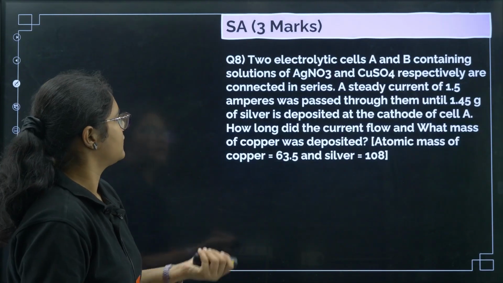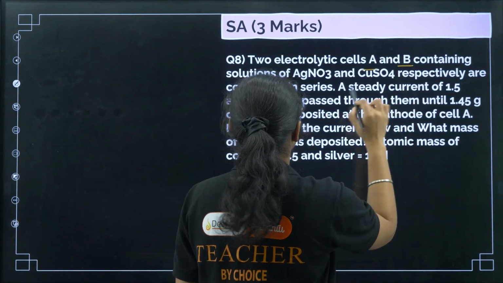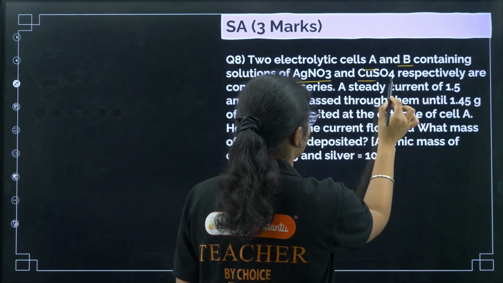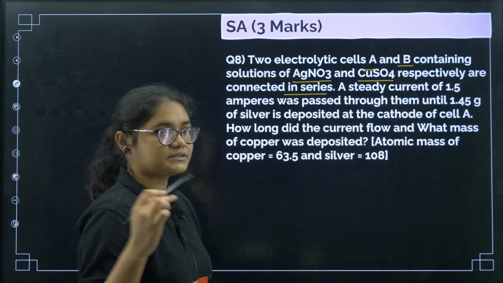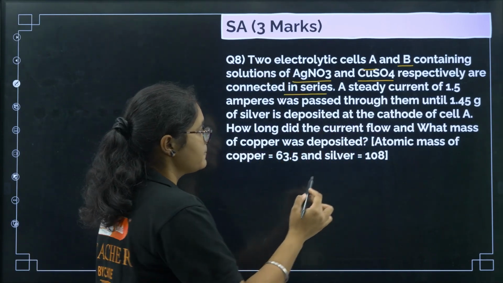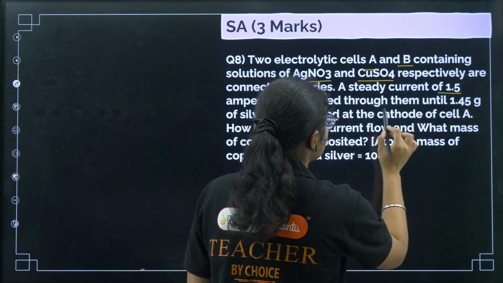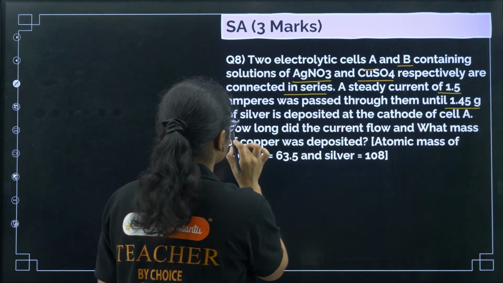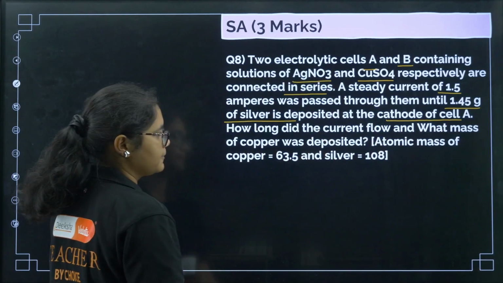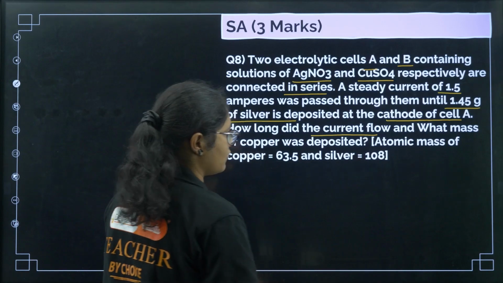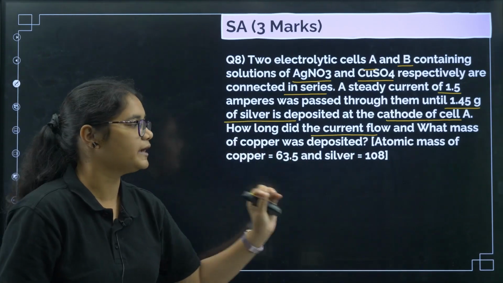Okay, fine. Next question: two electrolytes A and B, containing solutions of AgNO3 and copper sulfate respectively, are connected in series. So this question is from Faraday's second law. A steady current of 1.5 ampere was passed through the solution until 1.545 gram of silver was deposited at the cathode of cell A. How long did the current flow? First let us solve this part, then we'll go to the next part.